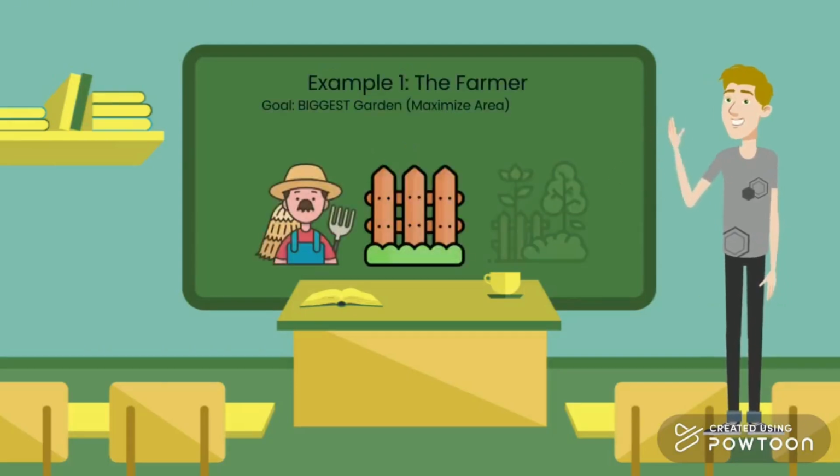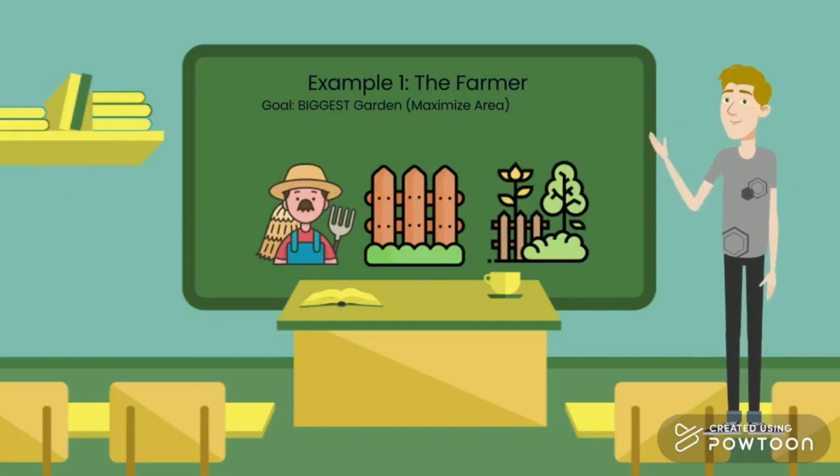Let's look at a real example. Think of a farmer. He wants to make the best garden possible for his plants. We can use math to find the best size for him.